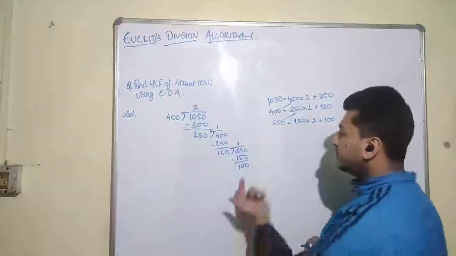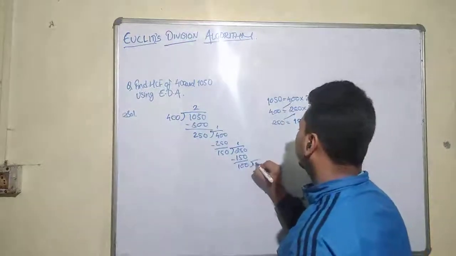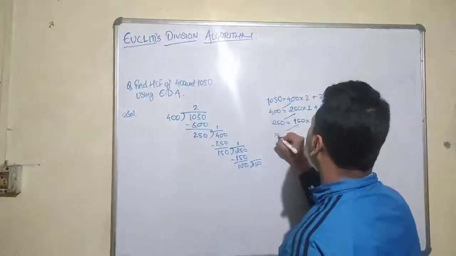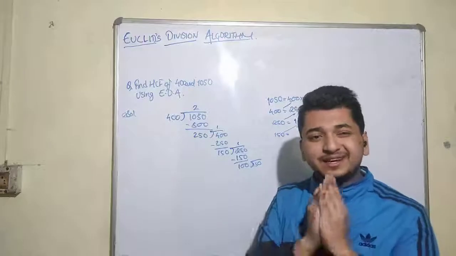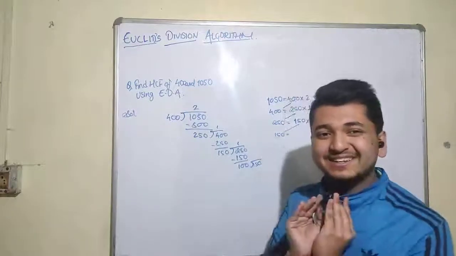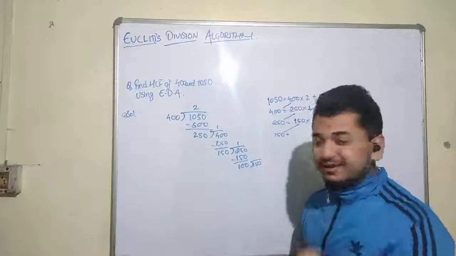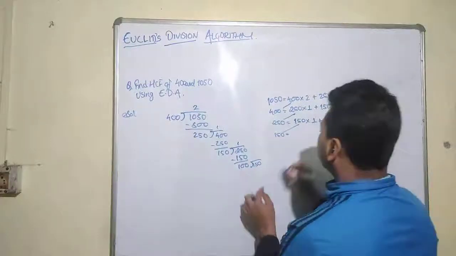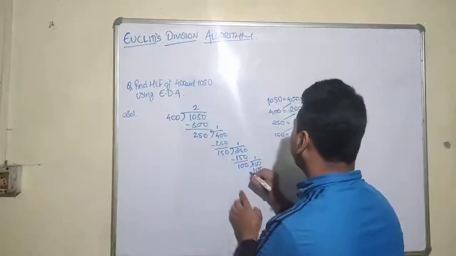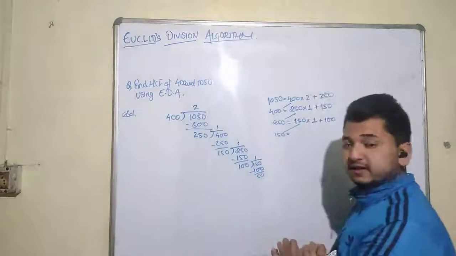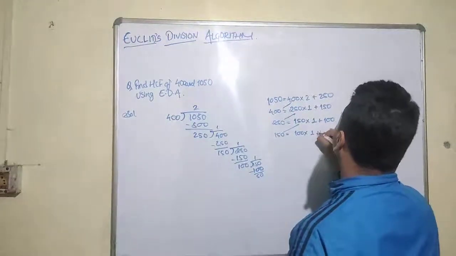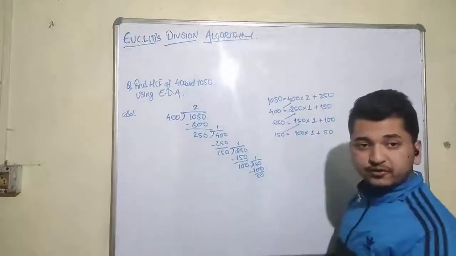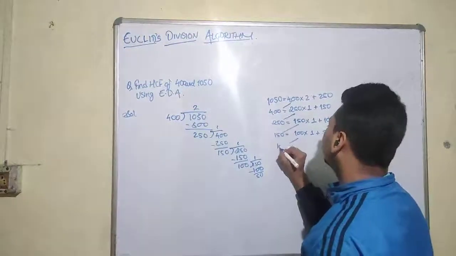Now what will be our next dividend? It's 150. I hope you are getting it. आपको समझ आ रहा है? मैं आशा रखता हूँ आपको समझ आ रहा है, क्योंकि this is very simple, right? 150. So 100 times 1 is 100. So we have got the remainder as 50 now. So 100 into 1 plus 50 is your 150. So now our next dividend will be 100.